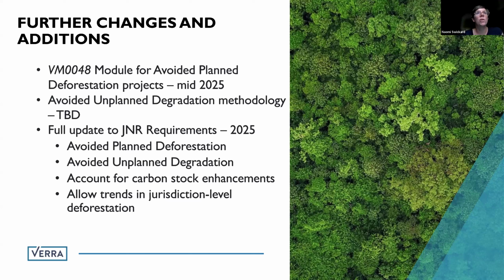So as many of you know, we are also working on a new module for avoided planned deforestation projects. The development of the initial draft module is underway. And we are hoping that we will have a draft early in 2025 for public consultation, and we'll be working on that throughout next year, and it'll be available later in 2025.